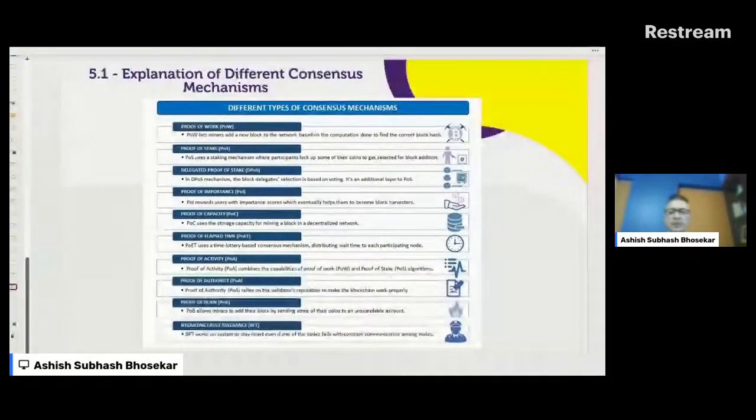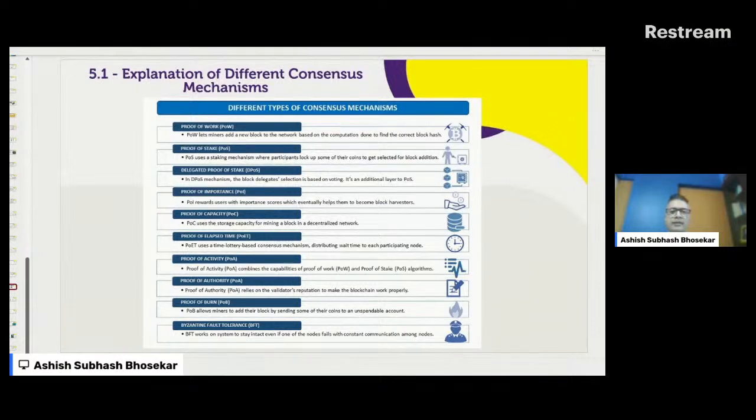So let's dive in. At the beginning, I will explain the different consensus mechanisms. How many are there? So let me share the screen as usual. Just give me a few seconds. Share the screen. Yes, here you go. I hope you can see the screen now. Yes, you can see the screen.